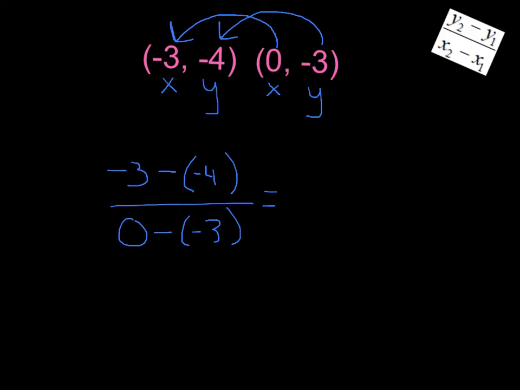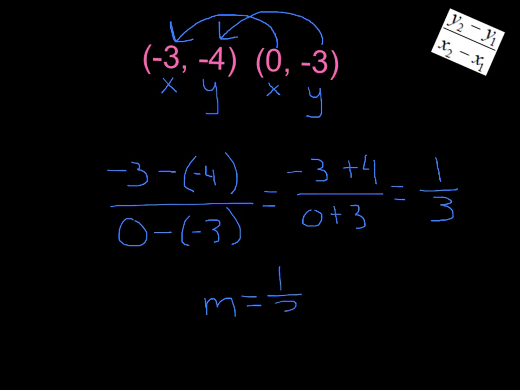So then if you add the opposite, it really ends up being negative 3 plus 4 over 0 plus 3, which equals a positive 1 over 3. And that is a simplified fraction, so my slope is 1/3.